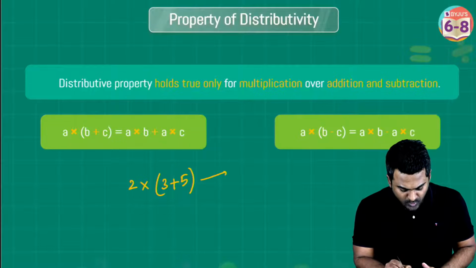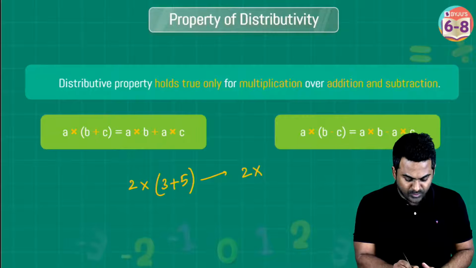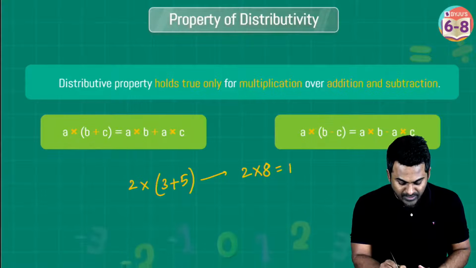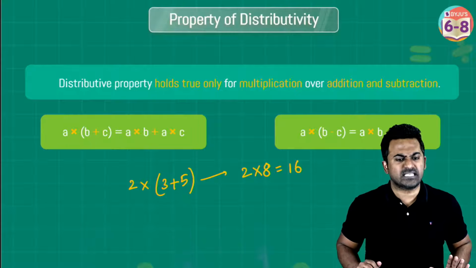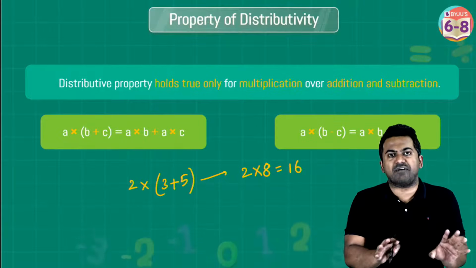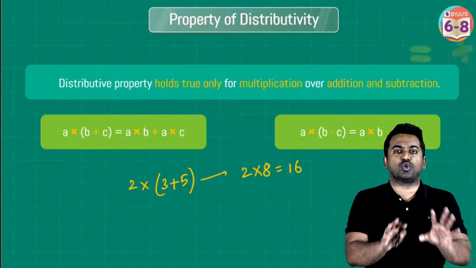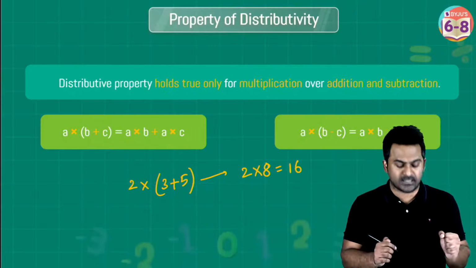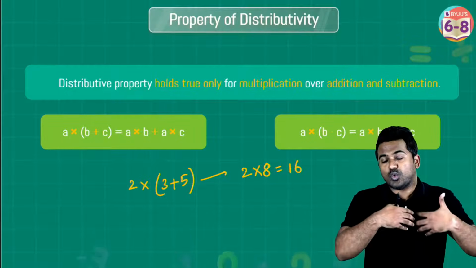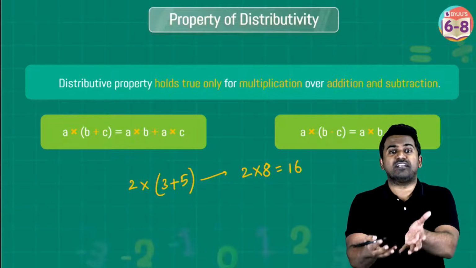How will you do this? Well, 2 multiplied with 3 plus 5 is inside the bracket, so you know it is 8. So 2 multiplied with 8, you will know that the answer is 16. Fairly simple. I wouldn't say you're wrong if you do it this way. Perfectly fine. You've applied BODMAS, order of operations, simplified brackets, and got the answer. The property of distributivity tells you that you can remove the brackets in a different way.